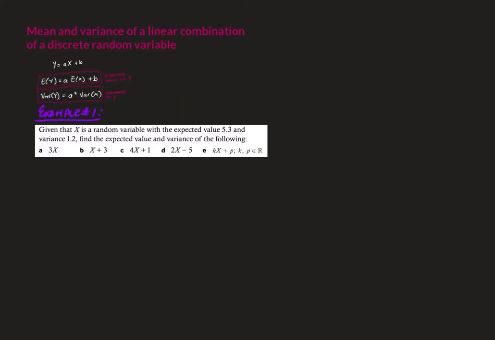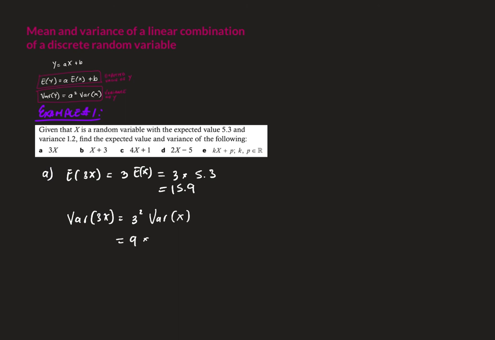Next, let's look at an example. Given that x is a random variable with the expected value of 5.3 and variance 1.2, find the expected value and variance of the following variables. So for the first case, we have 3x. The expected value of 3x would be the expected value of x multiplied by 3. So the expected value would be 3 times 5.3, and that is equal to 15.9. Now the variance of 3x is going to be 3 squared times the variance of x. So that is going to be 9 times 1.2. And that is equal to 10.8.